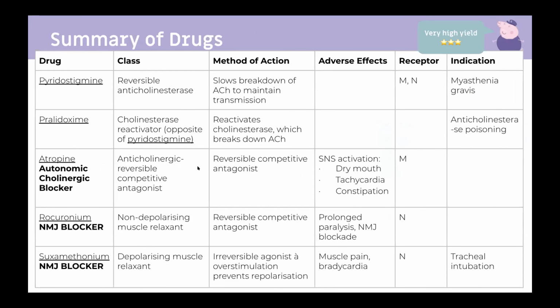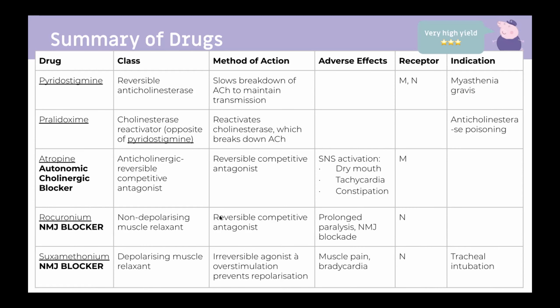Okay, so here's a summary of some of the drugs. First of all, let's look at the last two rows. So you've got rocuronium and you've got suxamethonium. Those are your non-depolarizing and your depolarizing blockers, okay? And we've talked about how they work. One is a reversible competitive antagonist, and the other one is irreversible, and it's an agonist, and it causes overstimulation of your nicotinic receptors, and that prevents repolarization, okay?